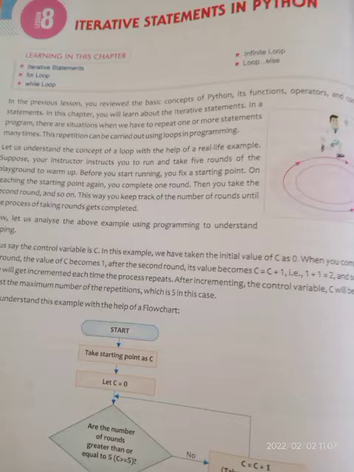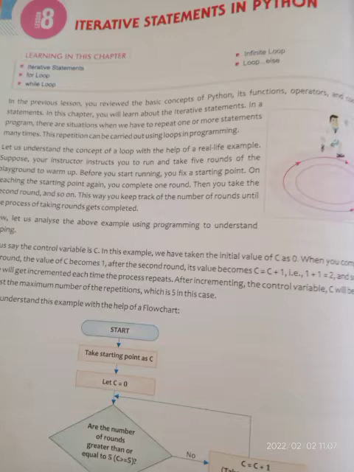Then again, if the condition is true, the statement will be executed for the second time. Like that, it can repeat 10, 12, 13, 14, 100 times also, till the given condition remains true. So those statements are known as iterative statements.